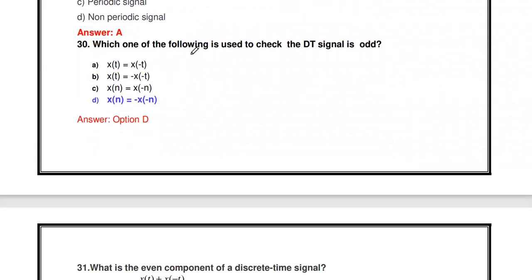Then which one of the following is used to check the discrete time signal is odd? Okay, some signals are in the even category, some signals are in the odd category. So what is the condition in order to check the signal is odd? x of n equal to minus x of minus n.